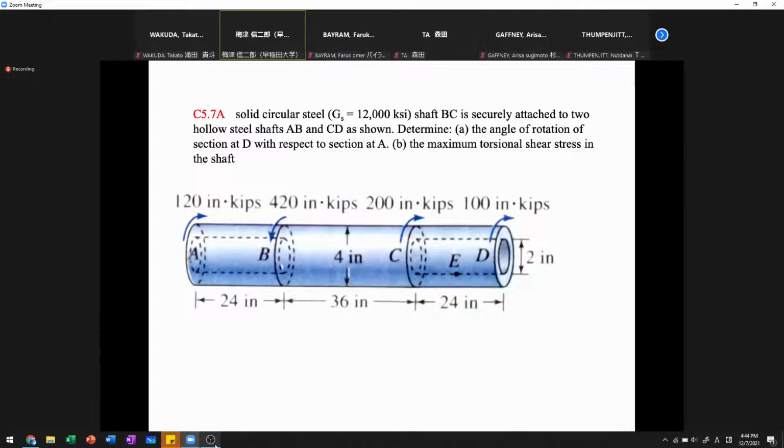Okay. Next, please solve this one. A solid circular steel shaft BC is securely attached to two hollow steel shafts AB and CD as shown. Determine A, the angle of rotation of the section at D with respect to the section at A. B, the maximum torsional shear stress in the shaft. Okay, so please calculate A and B in 5 minutes.